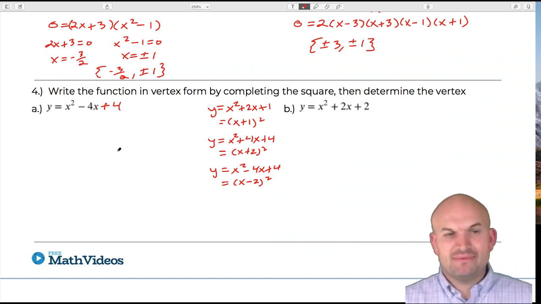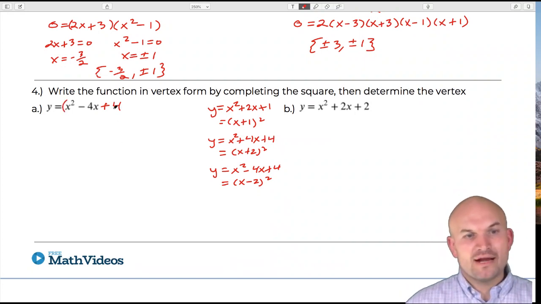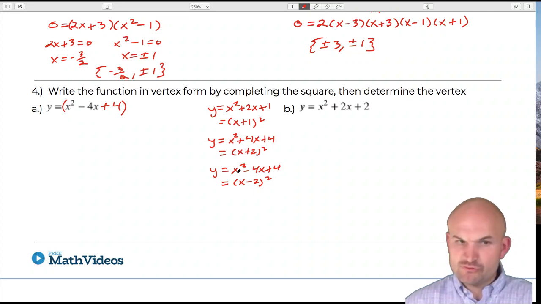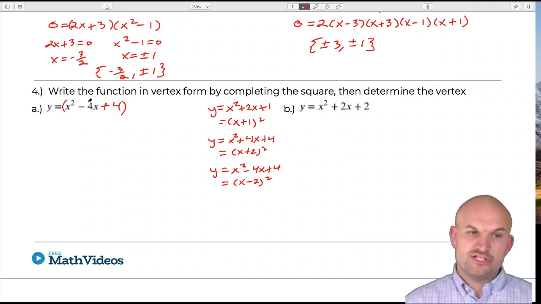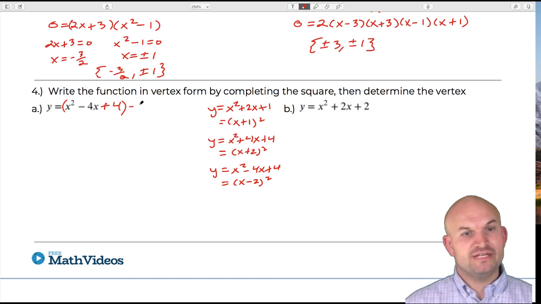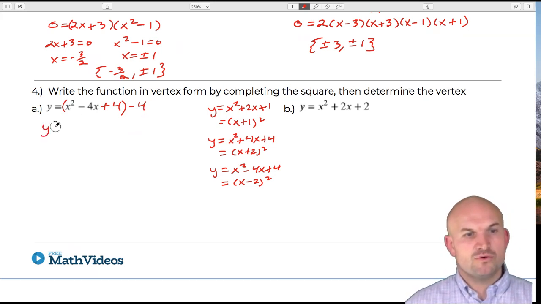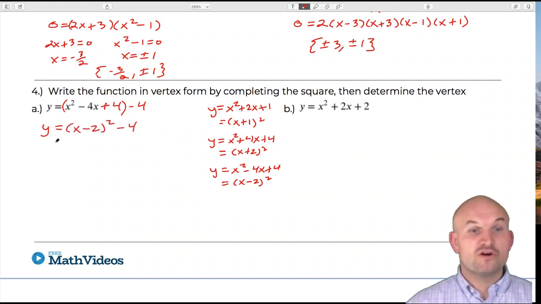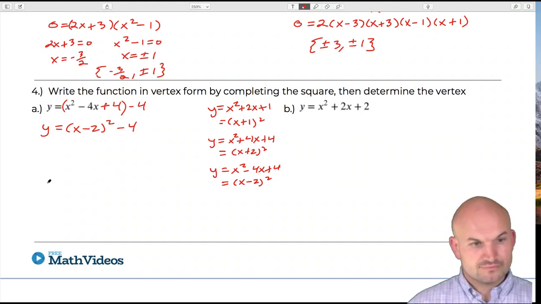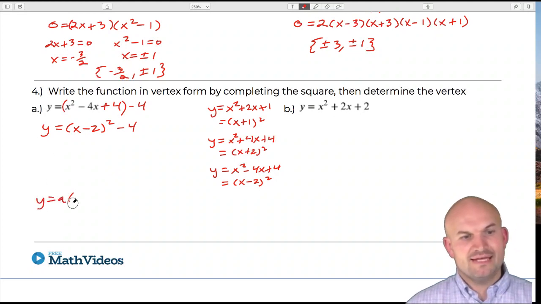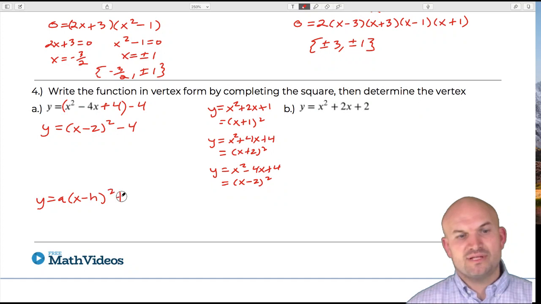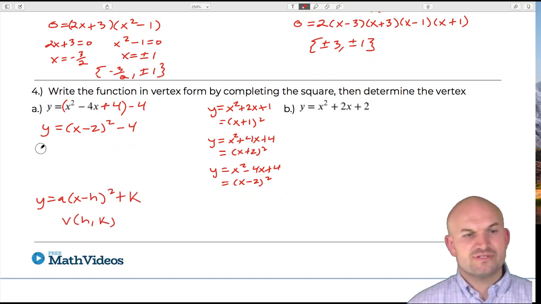But again, we just can't randomly add a 4. If I add a 4 and put those in parentheses, I have now created a perfect square trinomial that I can factor down. Just remember, this is an equation. So if you're going to add 4, you need to subtract 4. But now I've created something I can factor down, so y is equal to x minus 2 squared minus 4. Remember, the vertex comes from vertex form, which is y equals a times x minus h squared plus k. So the vertex is h comma k. So in this case, my vertex is going to be 2 comma negative 4.